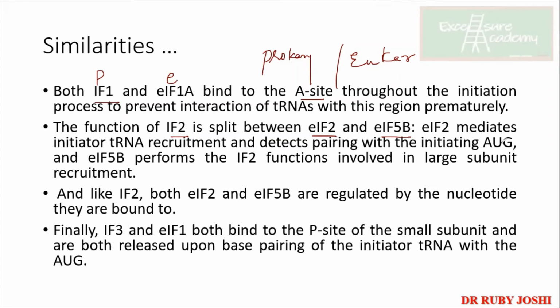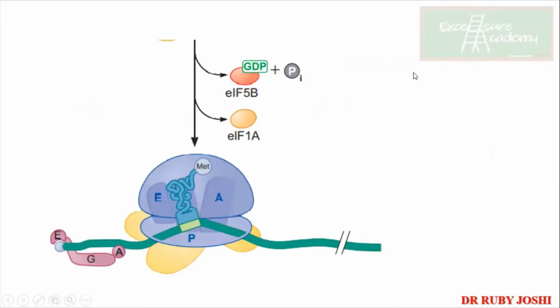इसका क्या काम था, it mediates initiator tRNA recruitment and detects the pairing with the initiator, the start codon. Now 5B क्या करता है, it is helping in the recruitment of the large subunit. Similarly, IF3 हो गया यहाँ पे. IF3 क्या काम करता था, which was preventing the binding of the large subunit, right? If you remember. ठीक है, so if you can just go through, एक बार याद हो जाएगा, or if you keep the figure side by side, you can remember how these functions are being done.